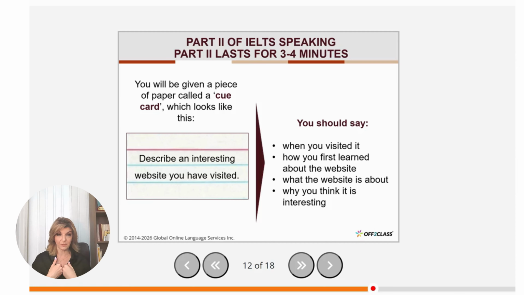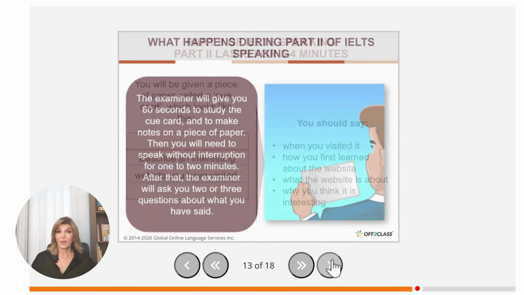I tell my students personally, keep talking until the examiner stops you by saying, thank you, and then you know that you've spoken enough. After that, the examiner will ask you 2 or 3 questions about what you have said.